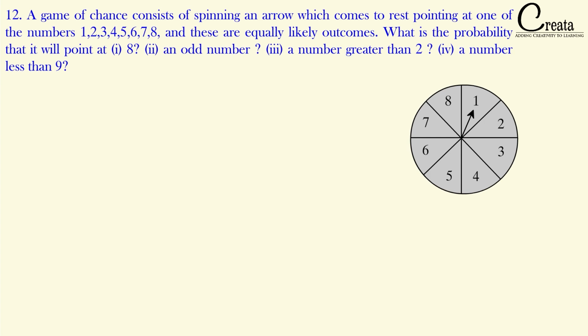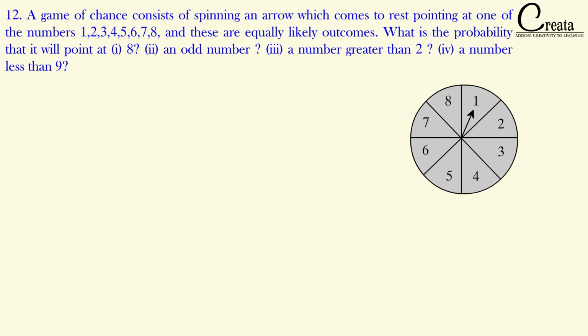A game of chance consists of spinning an arrow which comes to rest pointing at one of the numbers 1, 2, 3, 4, 5, 6, 7, 8, and these are equally likely outcomes. What is the probability that it will point at? The 4 subparts are given. First 8, second an odd number, third a number greater than 2, fourth a number less than 9. So this question is having 4 parts. Let's take down this question.